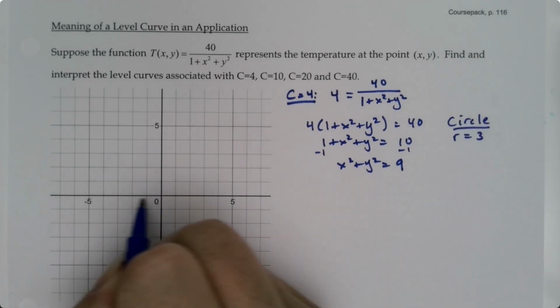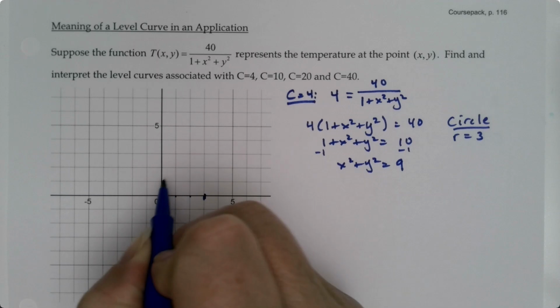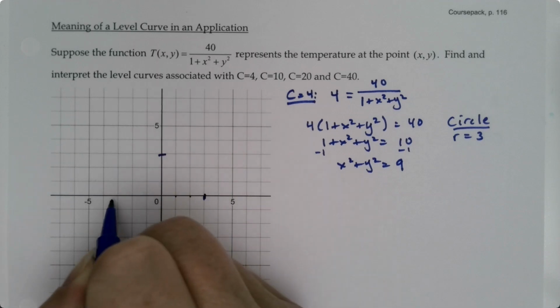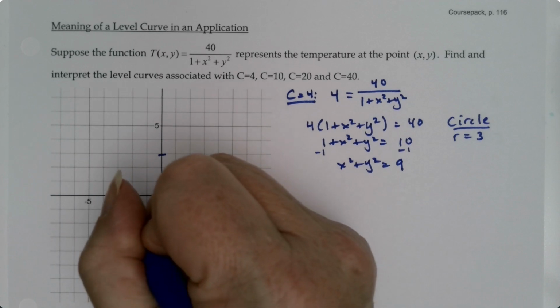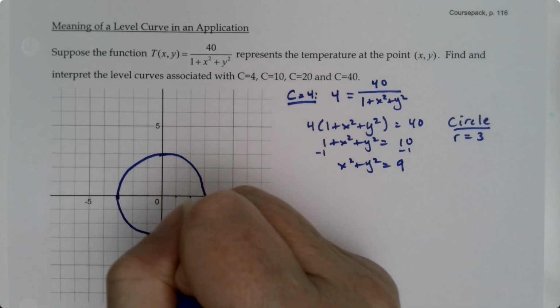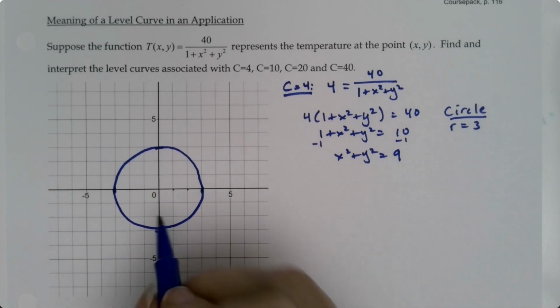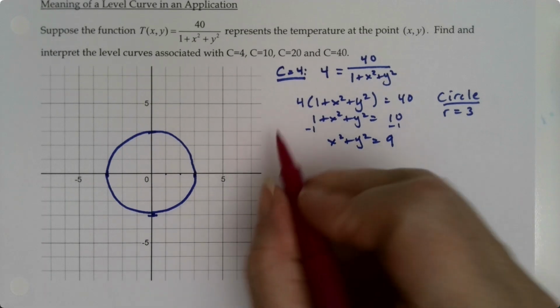So if I go 1, 2, 3 out on the graph in each direction, I do my best to draw a circle. They won't always be circles, but circles are interesting for us, and they're also pretty easy for us to draw. There we have it. Now let's do c equals 10.